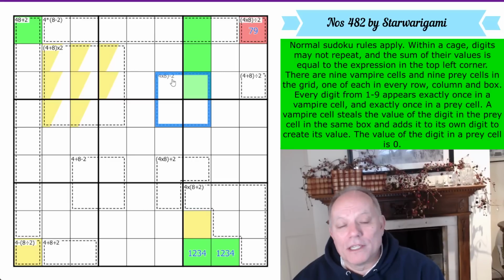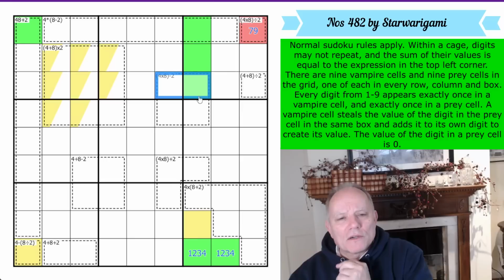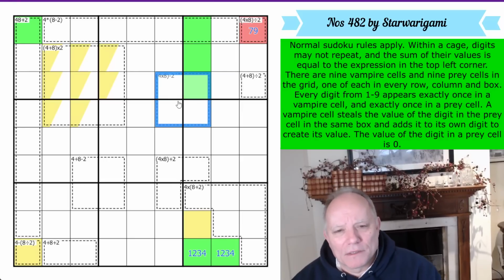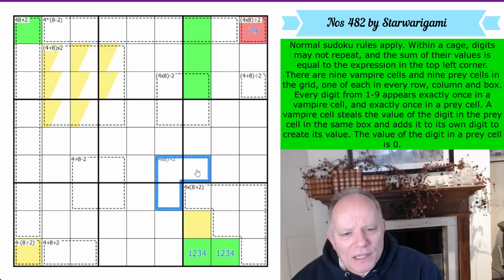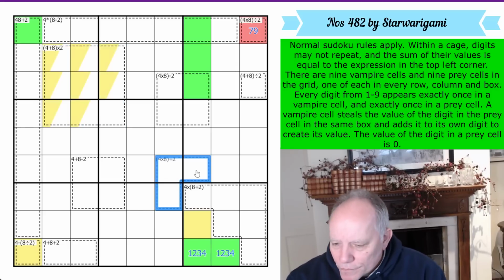32 minus 2 is 30. Now, in 4 cells, that could be done with green cells and would be quite helpful. But it could have vampire cells in it. It can't have prey cells, because the 3 prey cells for rows 2, 3, and 4 are there. Okay, this one, 34.